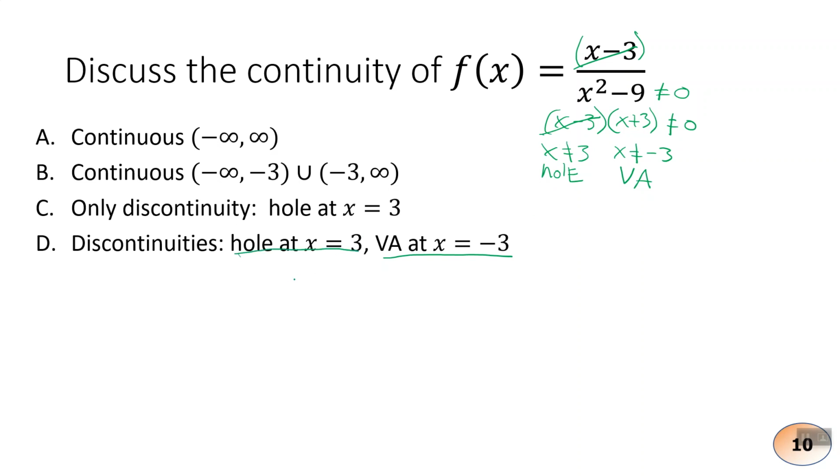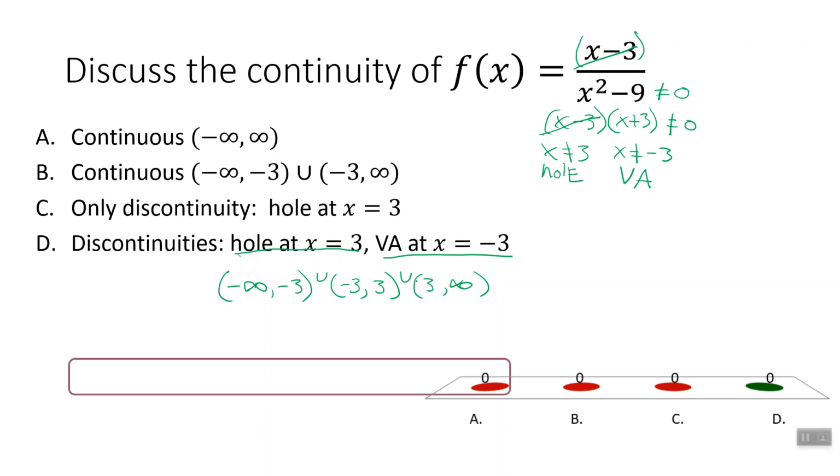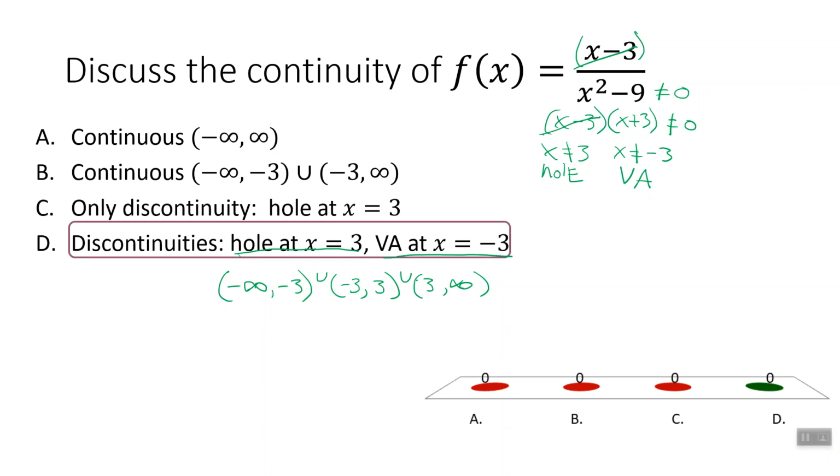Those are our discontinuities. If we were going to write it out in interval notation, this would be from negative infinity to negative 3. Then we start back on the other side, negative 3 to 3. We can't include 3 because there's a hole there. And then from 3 to infinity is how we would write out that interval. If you want, you can put the little union signs between them to say this or that. So our answer there is D.